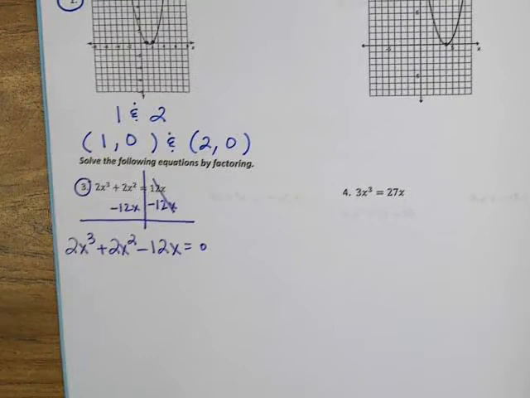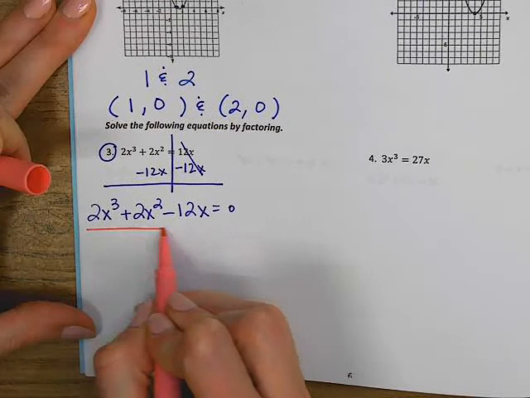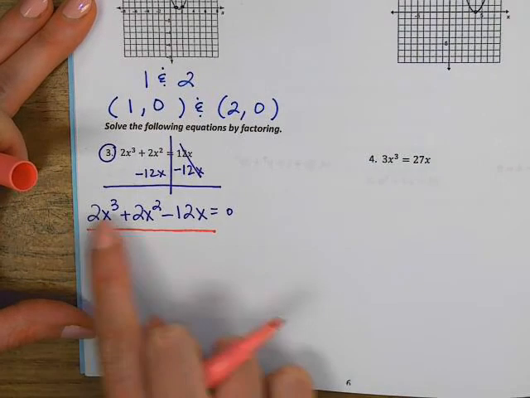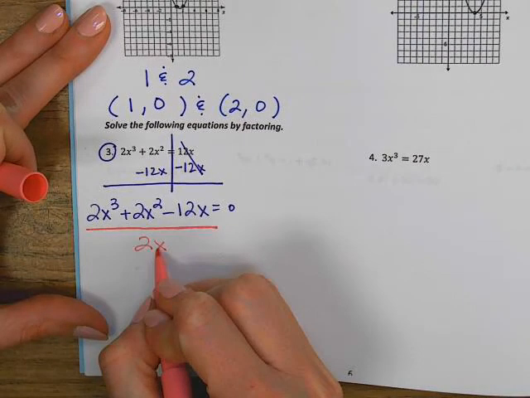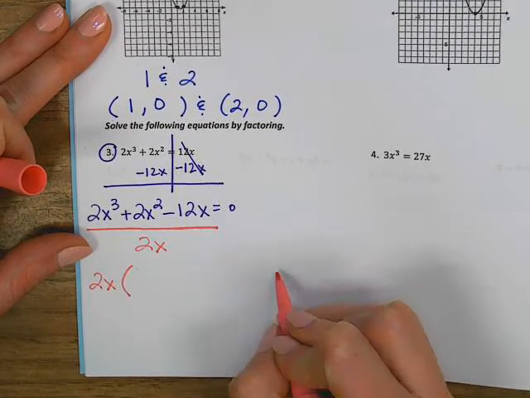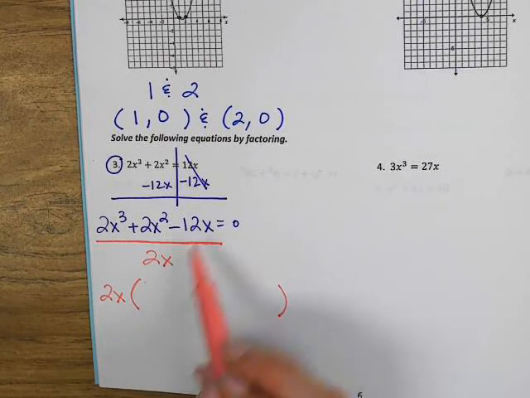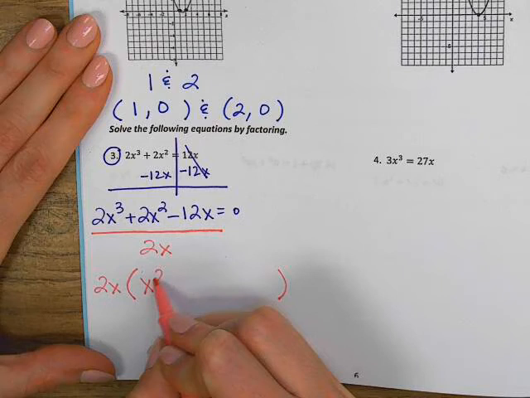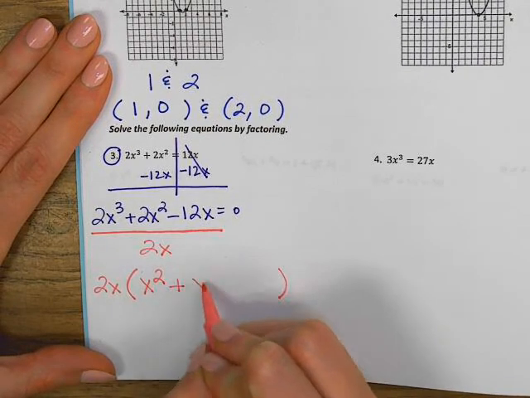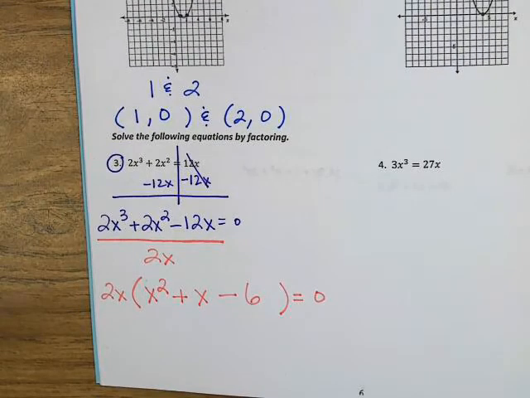All right, we're ready to factor. GCF always first. Is there any common factor that we can divide every single term by? It looks like they all have a factor of 2, and they all have an x. So we're going to divide everything by 2x. Go ahead and draw your big parenthesis and divide everything by 2x. Here we're left with 1x squared, here we're left with 1x, and here we're left with minus 6.